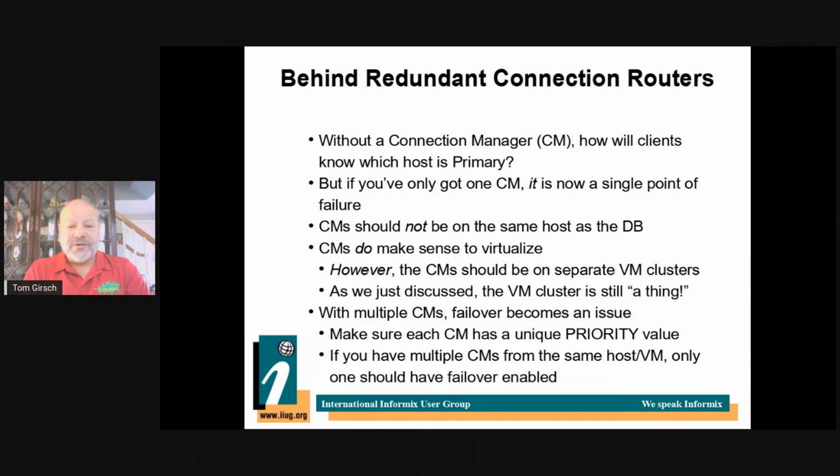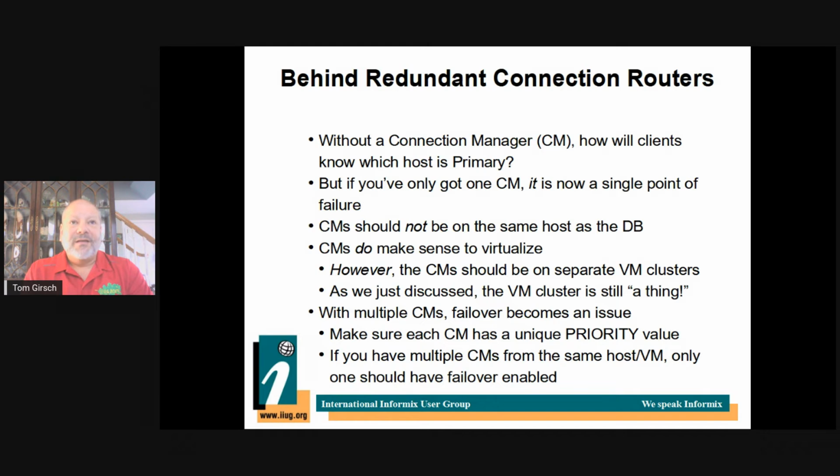With multiple connection managers or connection routers, however, failover becomes an issue. On the Informix side, you need to make sure that each connection manager has a unique priority value. And if you have multiple CMs that can talk to the same host or VM, only one should have failover enabled. What do I mean by that?